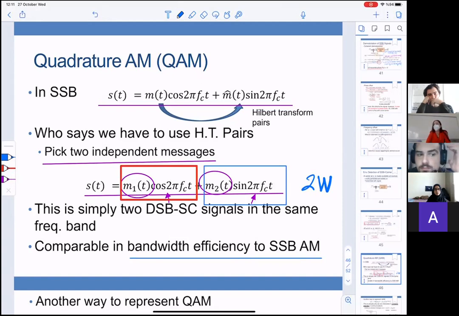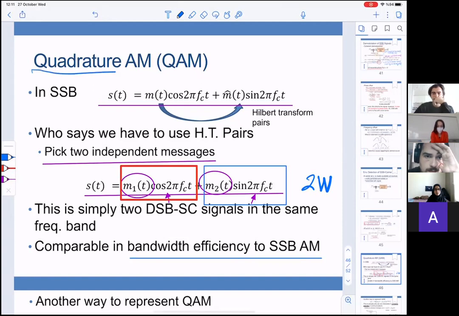Yeah, that's also possible. You could put 2 single sideband messages in different frequencies, which is frequency division multiplexing. We will talk about that later. Okay, but let's focus on this now.